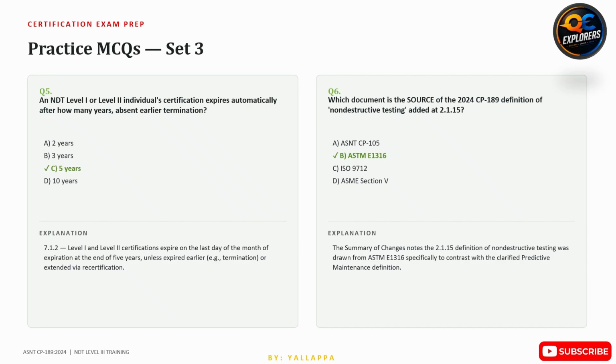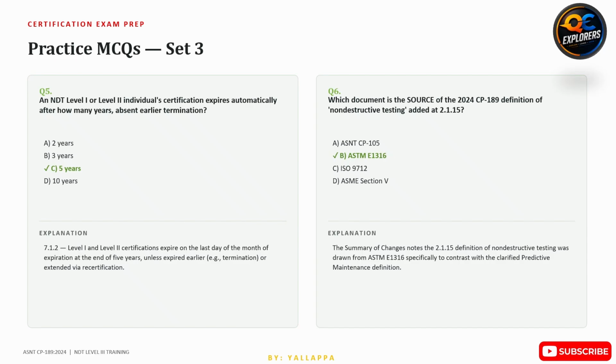The question asks, an NDT Level 1 or Level 2 individual's certification expires automatically after how many years, absent earlier termination? The options are 2 years, 3 years, 5 years, 10 years. The correct answer is 5 years.